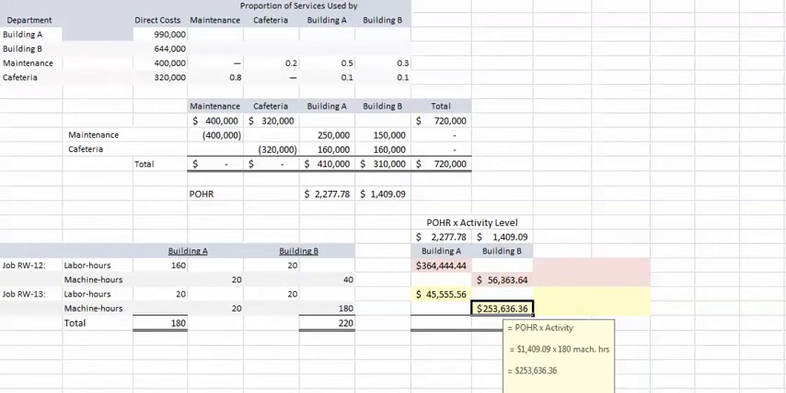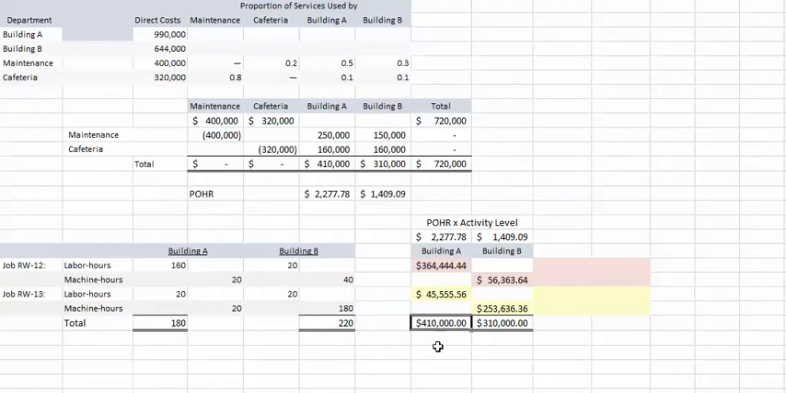$253,636. To confirm, we can add up our total cost for Building A that we've allocated, 410, which equals the overhead that we had to allocate, and our 310,000 total cost for B equals the 310 we had to allocate. So in terms of our total cost for job RW12, we will have 420,000. That's the 364 plus the 56. Our total cost of job RW13 will be 299,000, which is the $45,000 for Building A plus the 253 allocated from Building B.